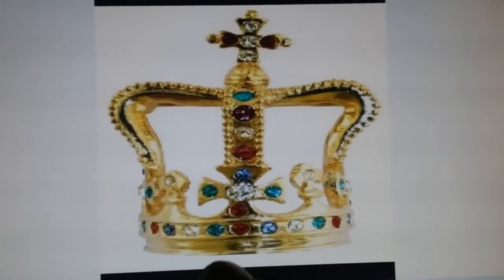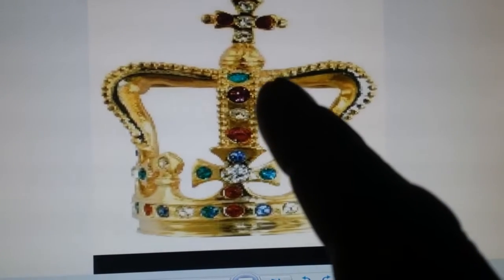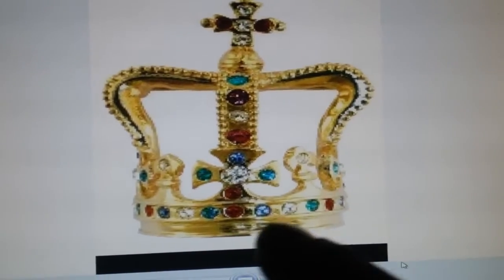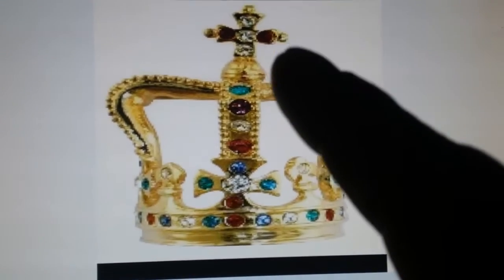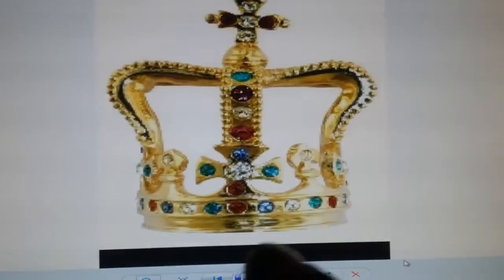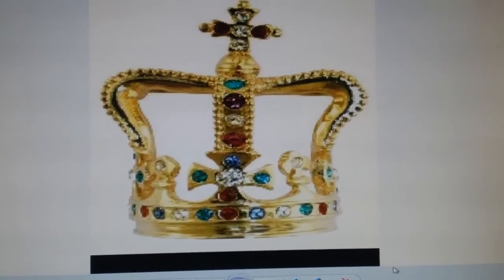Same thing here. You got your golden firmament with your rainbow colored jewels surrounding the plane that we live on, and the Christ above us, the cross that we live on. Got to get down here somehow. Solomon's keys.